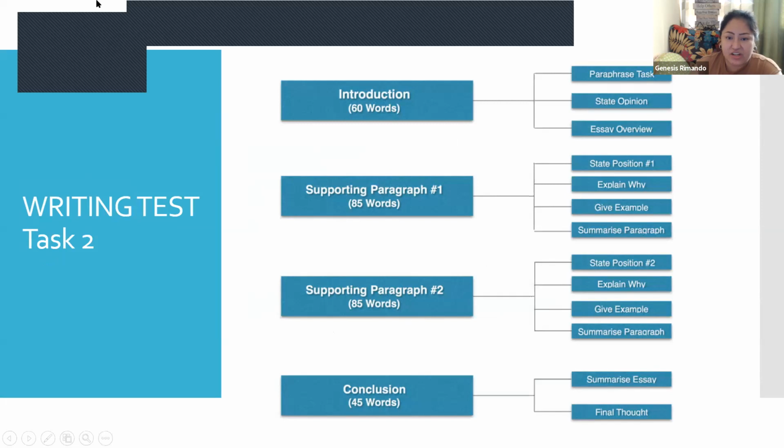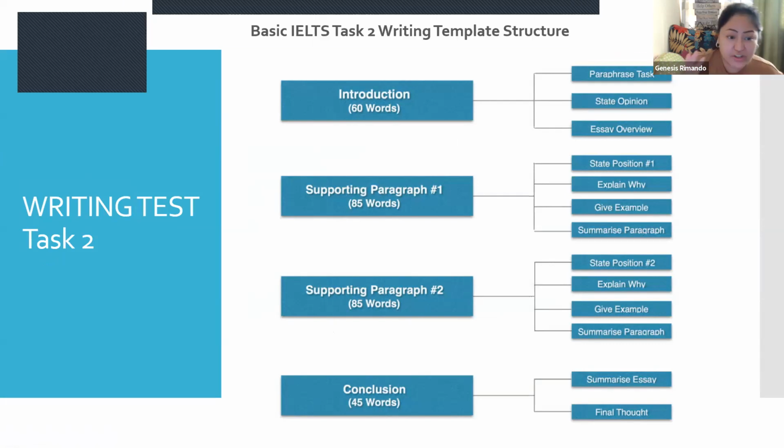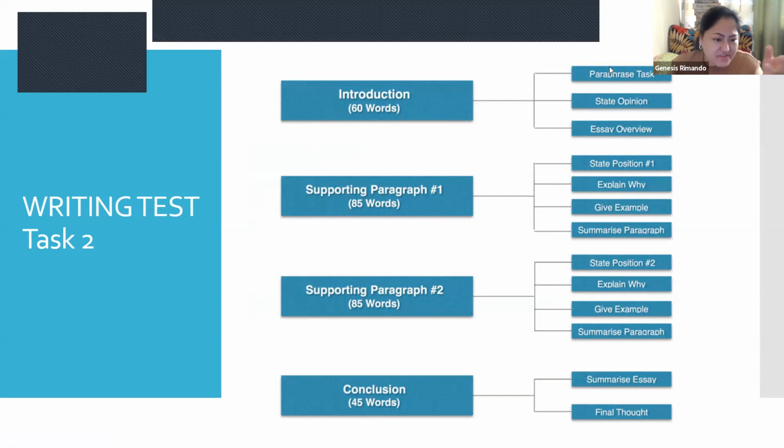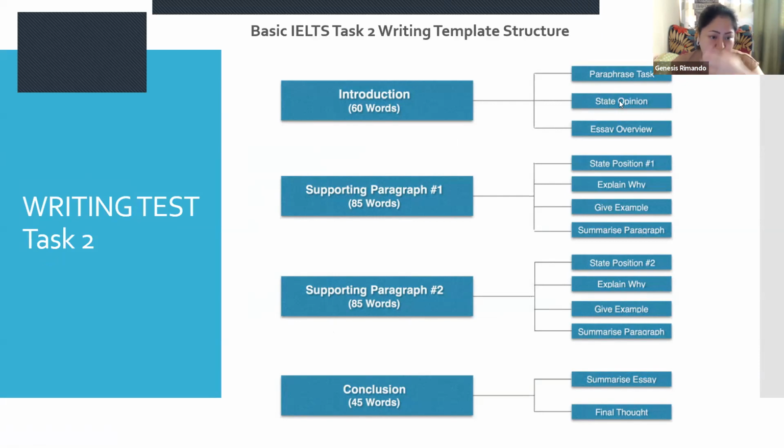So what's the writing structure? Wait, sorry. So again, basically, this is how you should structure your essay. Your introduction would be around 60 words. In that introduction, you paraphrase the task, so you just rephrase the question. Then you state your opinion, if you're required to, your position. Then you write an essay overview, like you would say, I would be stating my position in this essay, something like that.